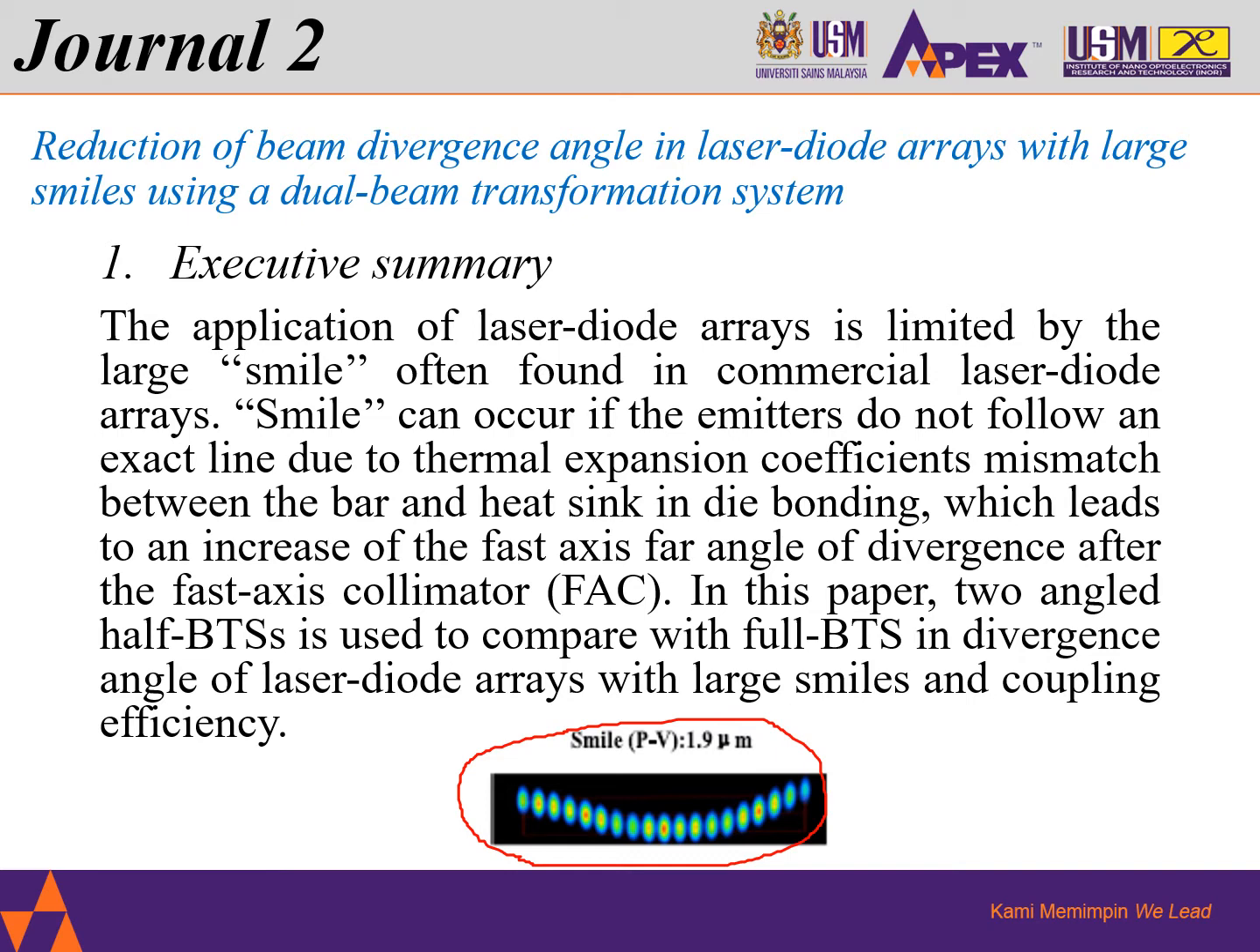So in this research, they use two angle half BTS to compare with a full BTS in terms of divergent angles, to improve the divergent angles. We try to avoid a large angle of divergence, to have a more concentrated or coherent laser output. And at last they compare the coupling efficiency between the angle half BTS and the full BTS.